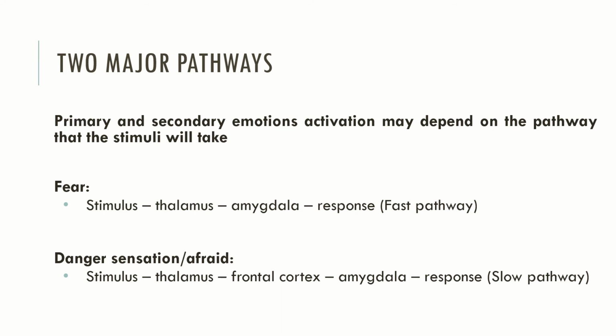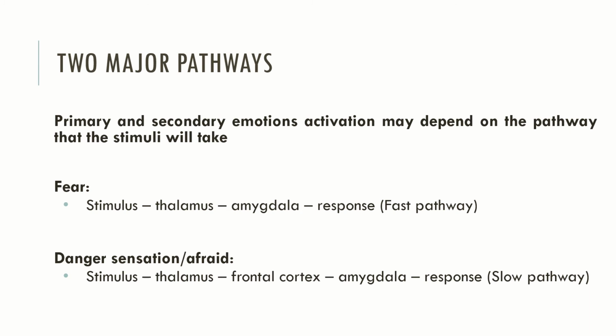So we are seeing here that in the danger sensation, we have a frontal cortex input, and this input gives some context and some previous knowledge about the stimulus. So in this sense, we have a mixed response, where we have a stimulus and we have a cognitive interpretation or a cognitive memory. So we call this a slow pathway. And the secondary emotion is generated because it has more cognitive component than the primary fear. So this is an important distinction between primary emotions and secondary emotions or feelings. They may depend on different activations which are the product of different pathway activations.